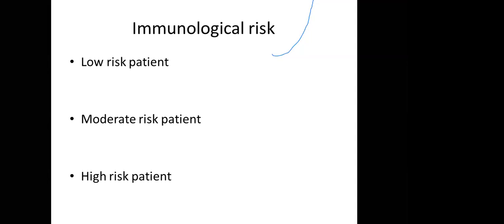kidney disease, glomerulonephritis like lupus, it will be moderate risk. A high risk patient has DSAs, a positive cross-match by flow cytometry, or even DSAs with high titer. This is a high risk patient, or a patient with poor matching.